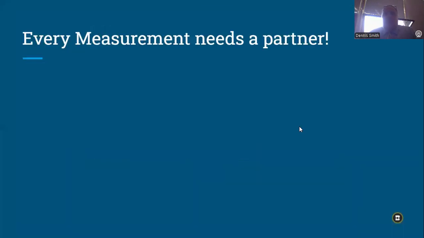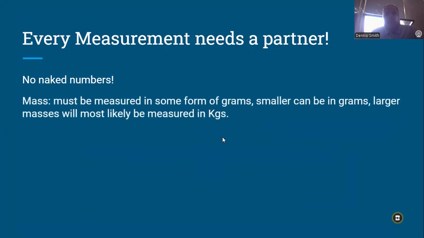All right, so every measurement needs a partner. You guys know this. You know how I am. No naked numbers. You gotta have your units and make sure you're using the correct units. Mass must be measured in some form of grams. The smaller it is, it can be in regular grams, decigrams, centigrams, whatever. Larger masses, like myself, should be measured in kilograms.